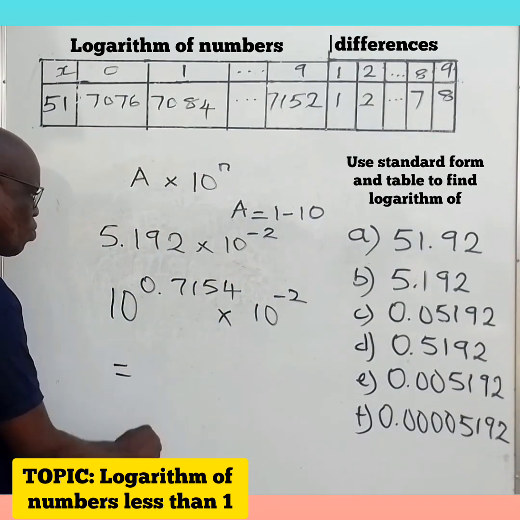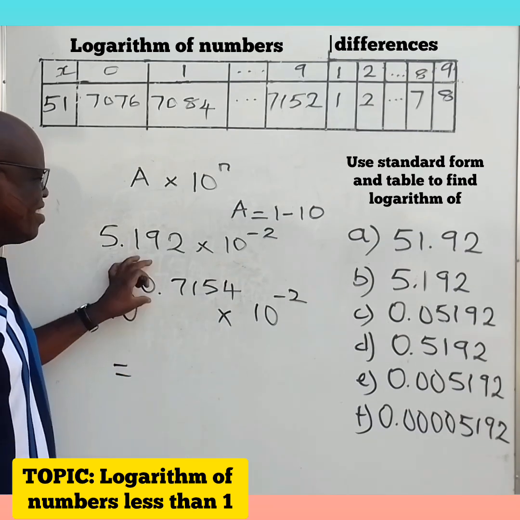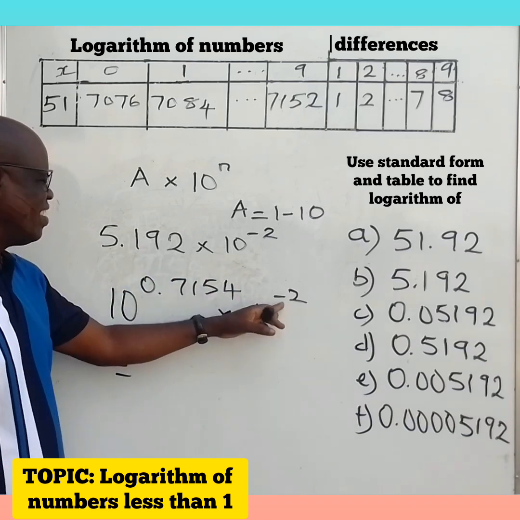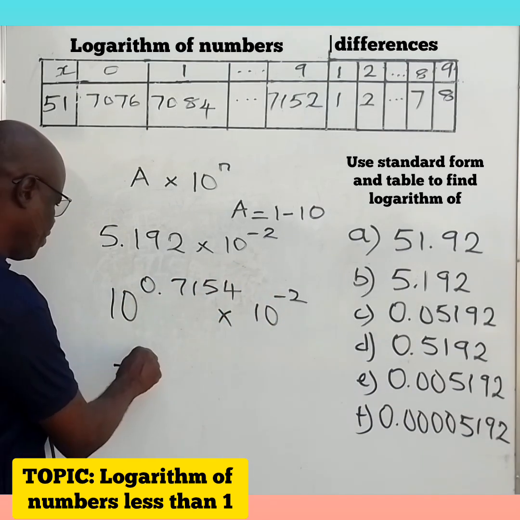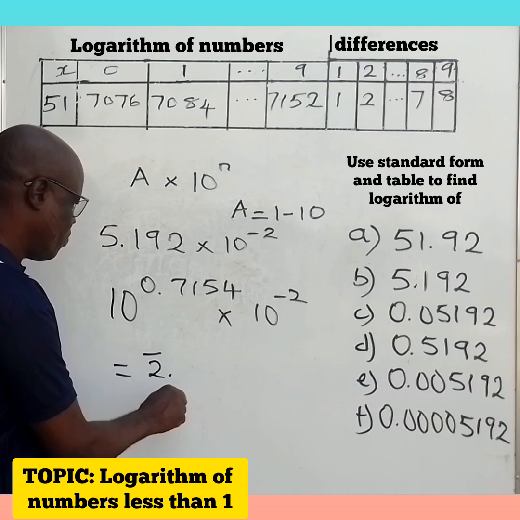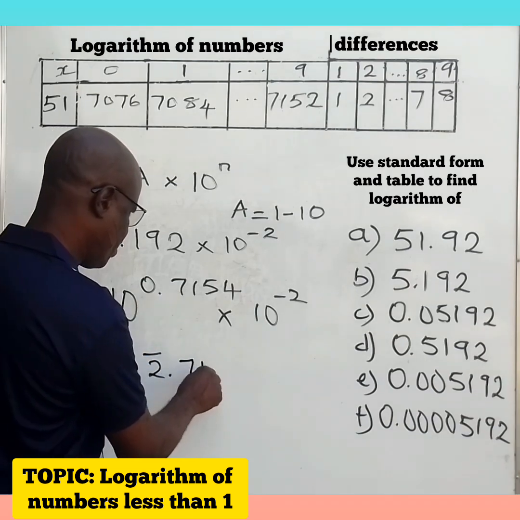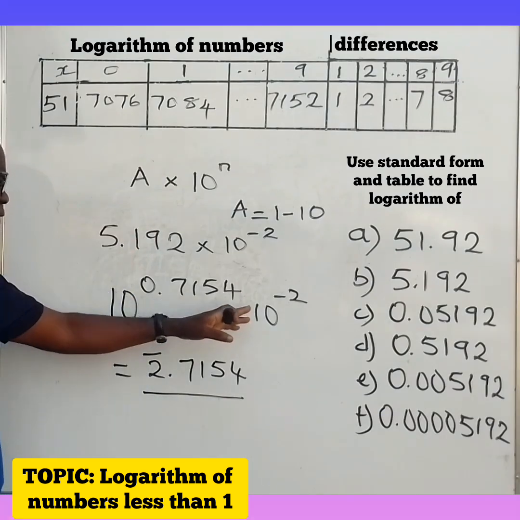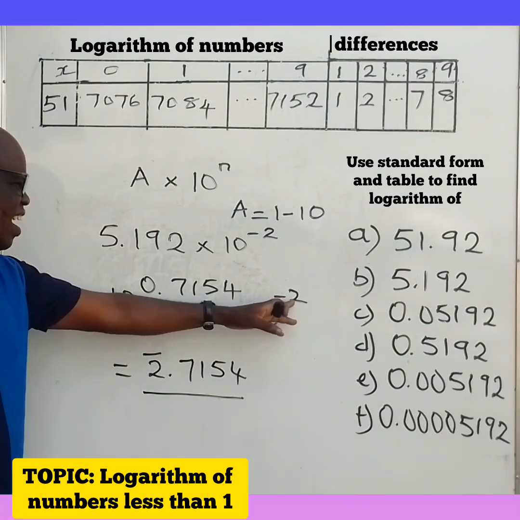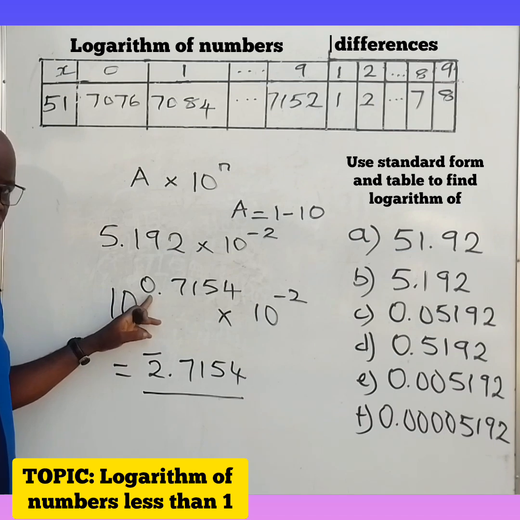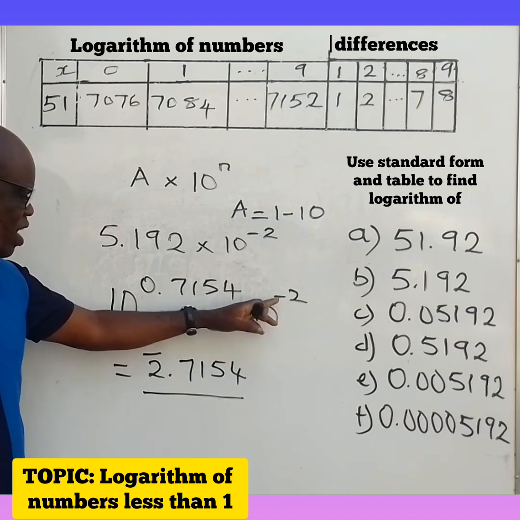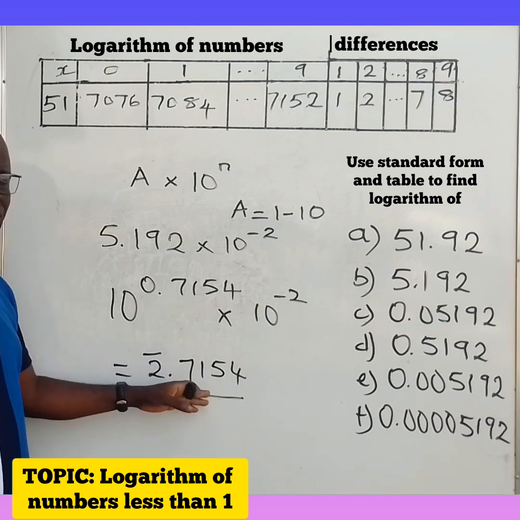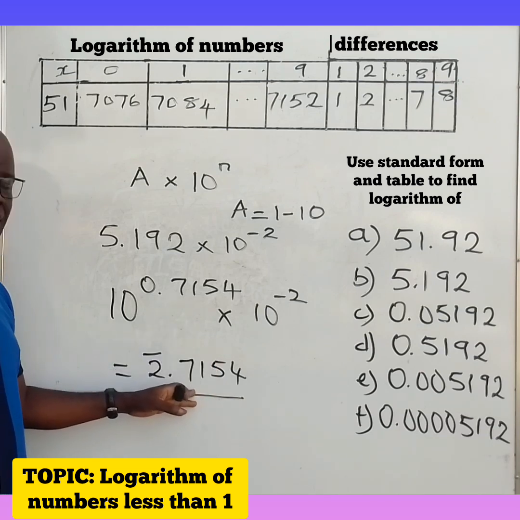So this is now equal to, now you add this and this together. If you add this one and this together, this one becomes bar 2.7154. What you have done is you just add 2 to this 0, it becomes 2. But it's not ordinary 2, it's minus 2. That's why I put bar 2. So this is the logarithm for numbers that are less than 1.